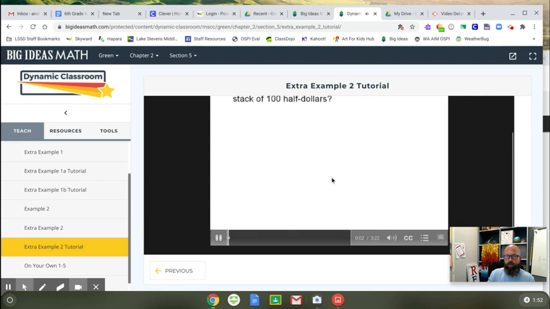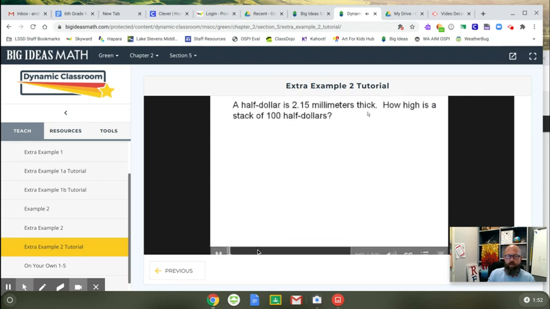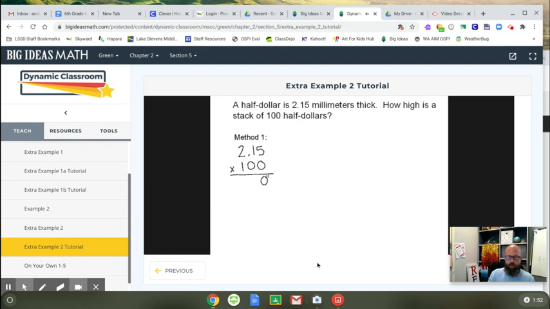A 50-cent piece is 2.15 millimeters thick, so we multiply 215 by 100. 0 times 5 is 0. 0 times 1 is 0. And 0 times 2 is 0. Now we can move on to the next digit, which is another 0. First, we need to put a 0 in as a placeholder, then multiply. Again, 0 times each digit will be 0. So we have 3 more zeros.